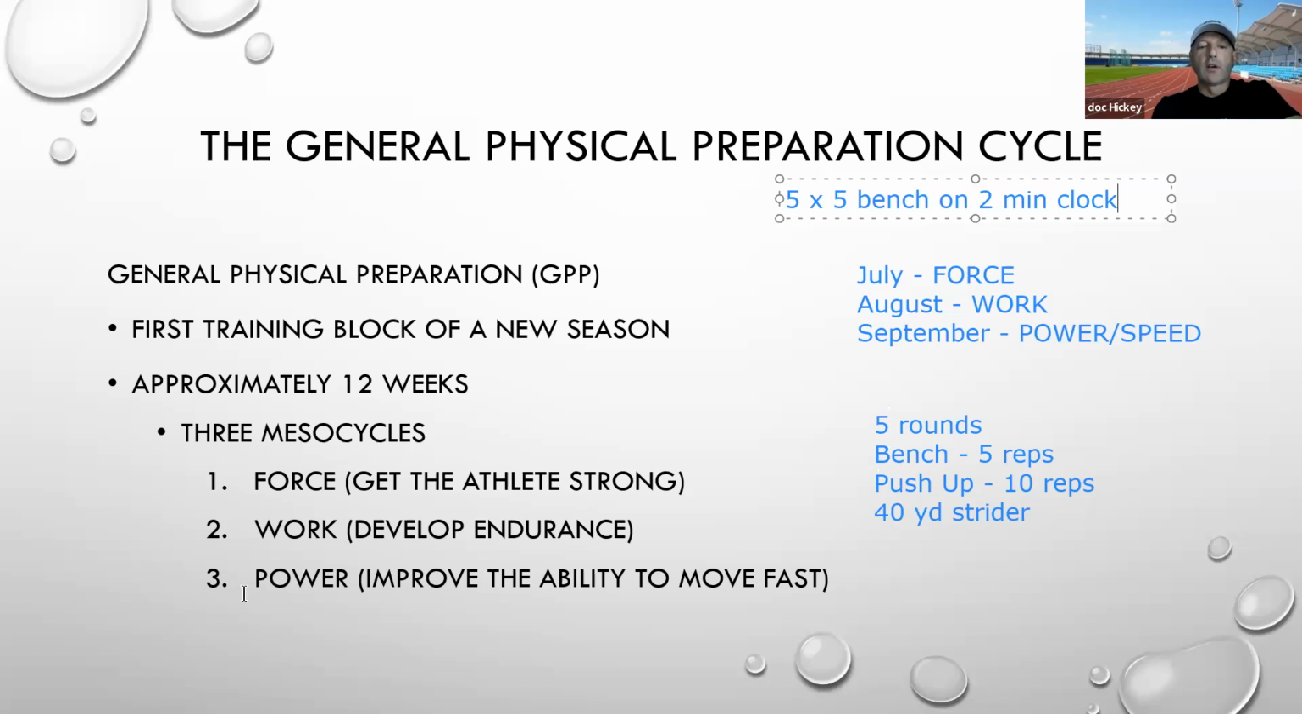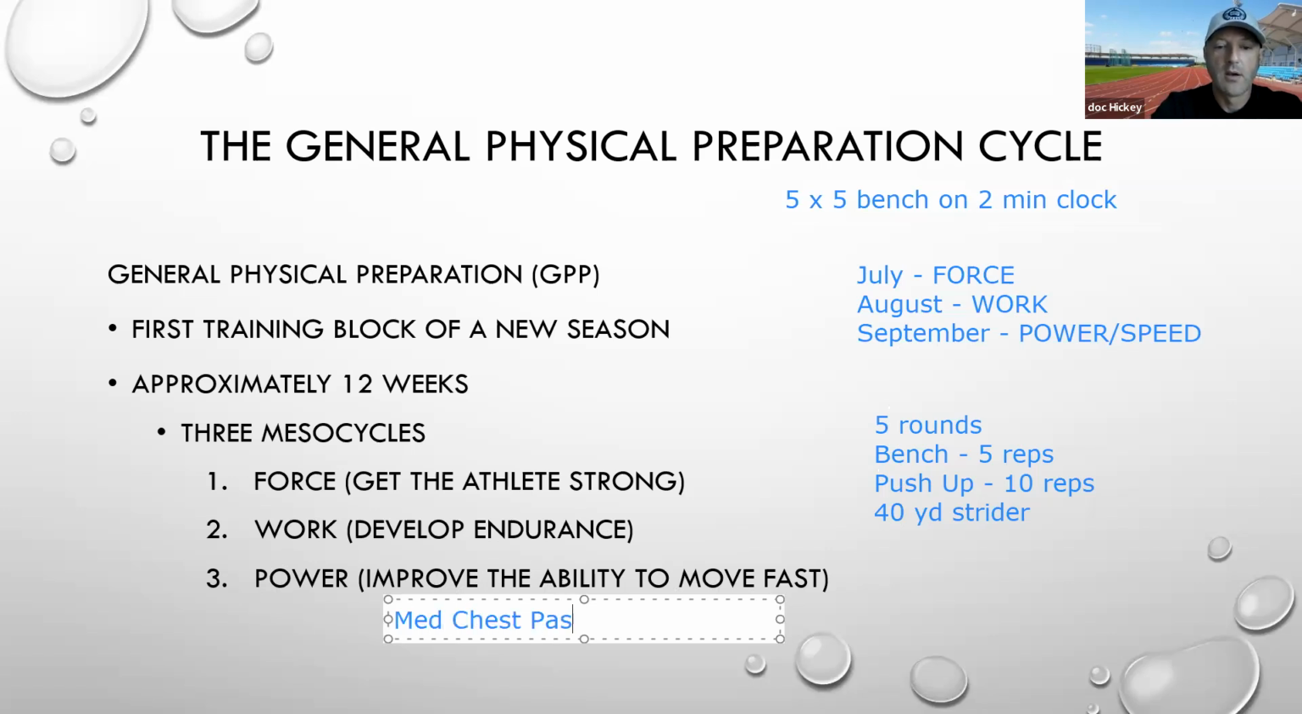And then now over here in our power mesocycle, we move into the ability to move weight fast. So maybe here our A priority is going to be something like a medicine ball chest pass. So now what did I do? I got my athlete strong for a month. I devoted that to getting them strong. Then for the next month, we take this strength and increase their endurance. And once their endurance is built, now we get them moving fast.